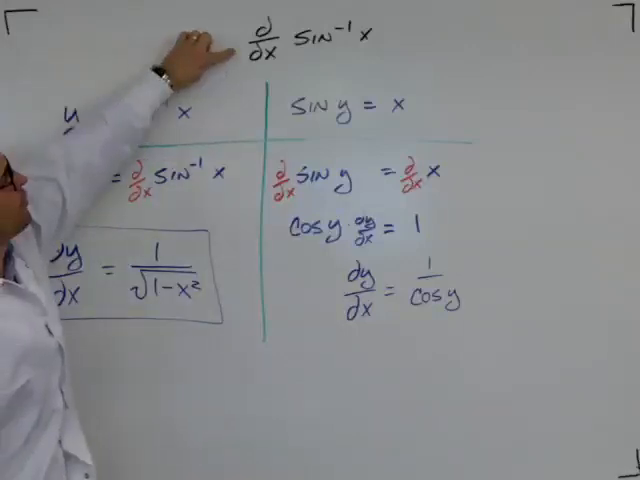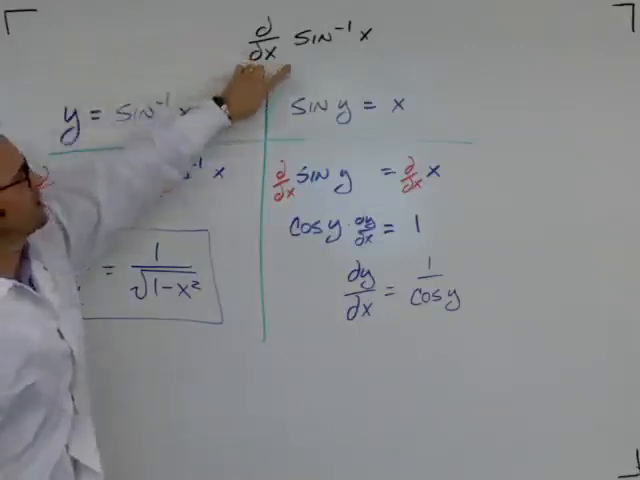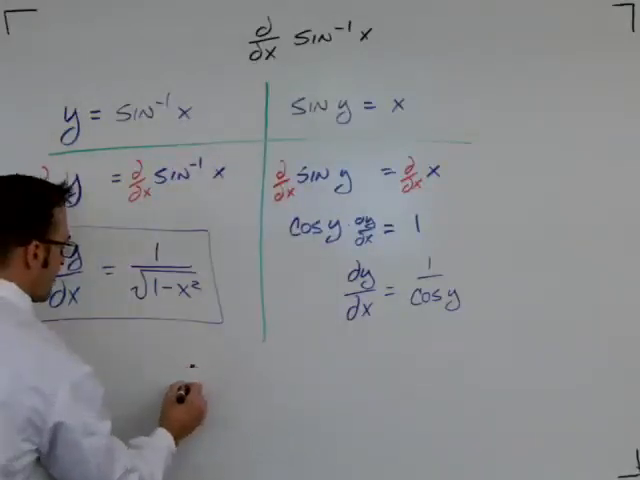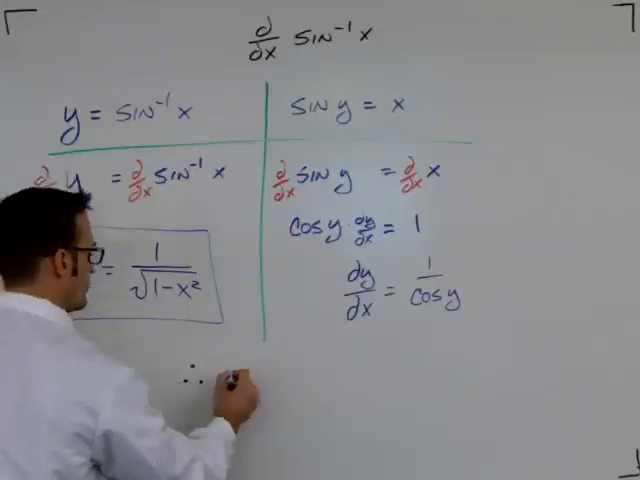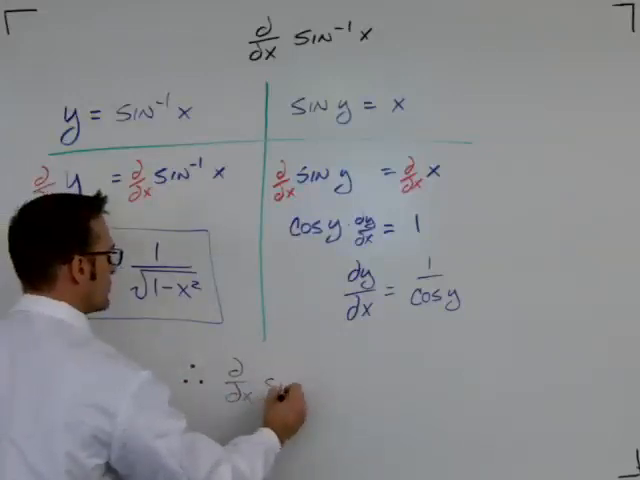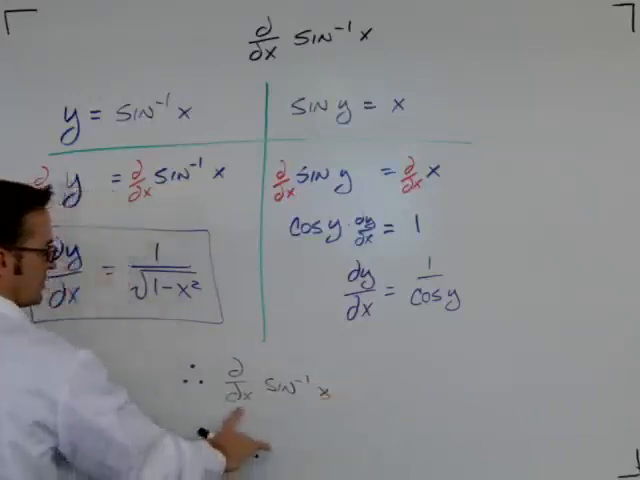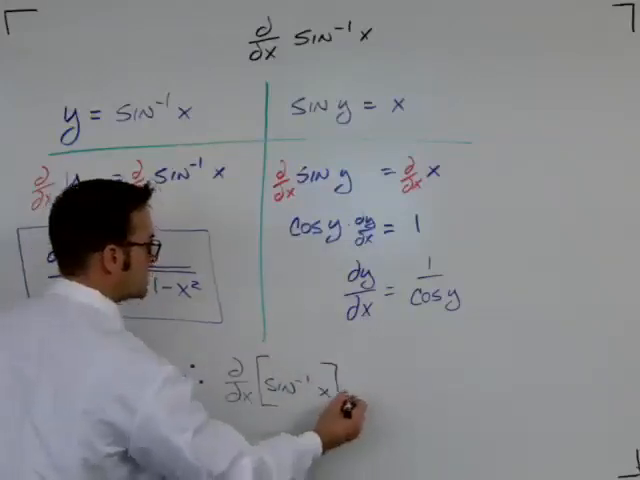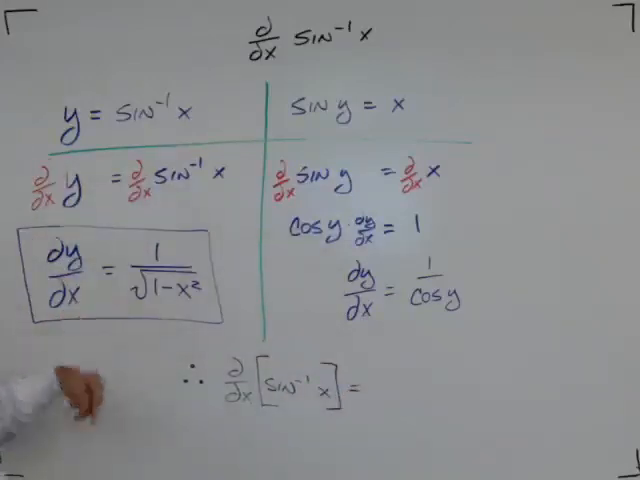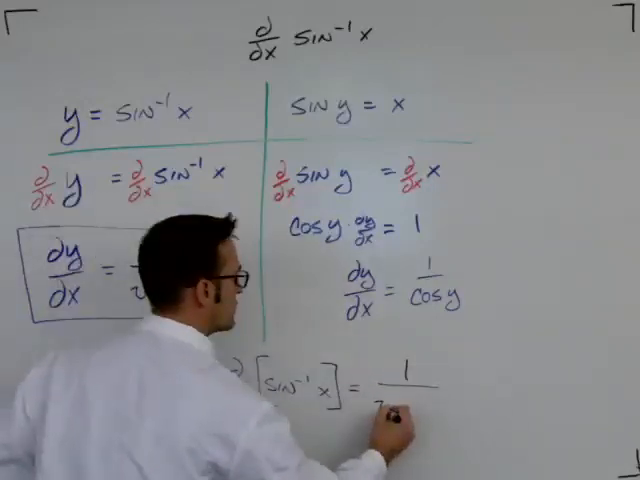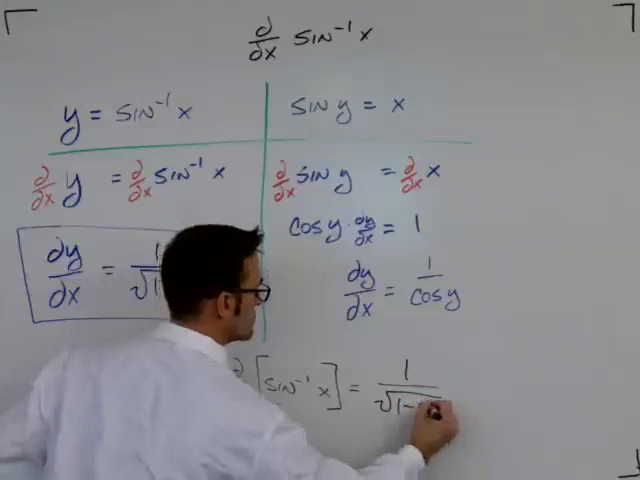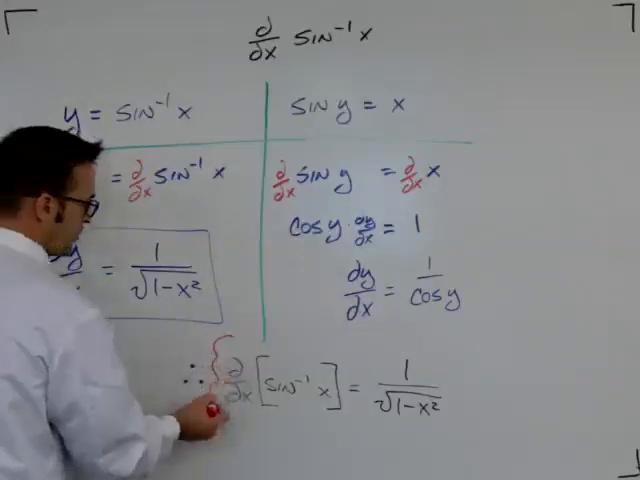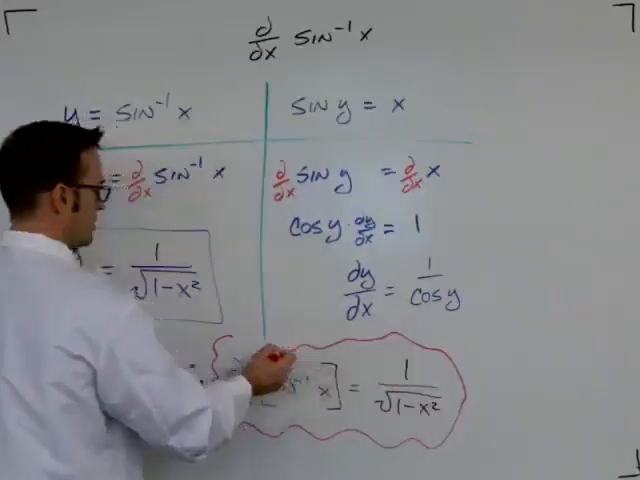This is what we were looking for here, the derivative with respect to x of the inverse sine of x. Here's our proof. I'm just going to state a little therefore. The derivative with respect to x of the inverse sine of x, let's put some square brackets on here to make it look nice, is equal to what we have found right here, and that's a keeper for us. This is something that we certainly want to know moving forward.